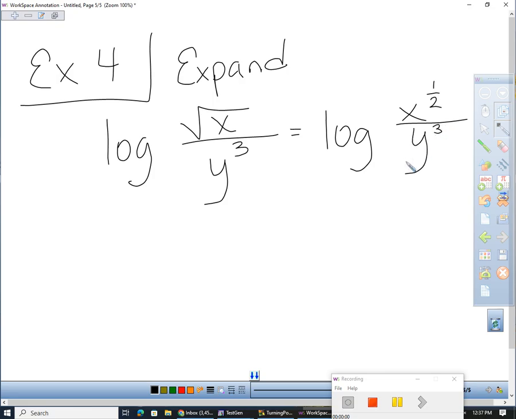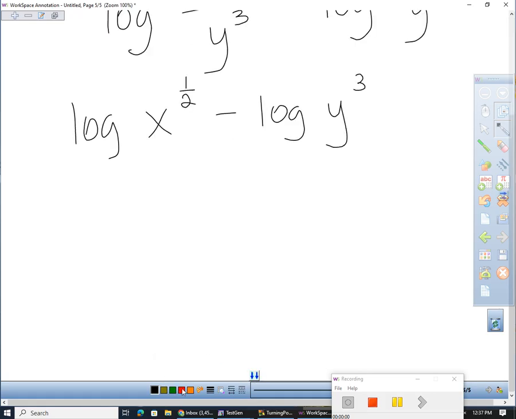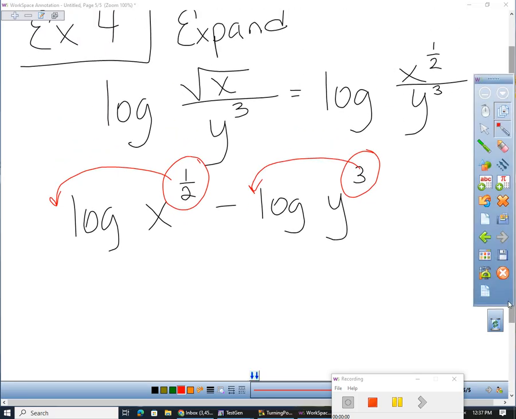And in the log world, when we divide, we really subtract. So I have log x to the 1/2 minus log y to the third. Now I have to take those wonderful exponents, and we're going to move them to the front. That means I have 1/2 log x minus 3 log y.